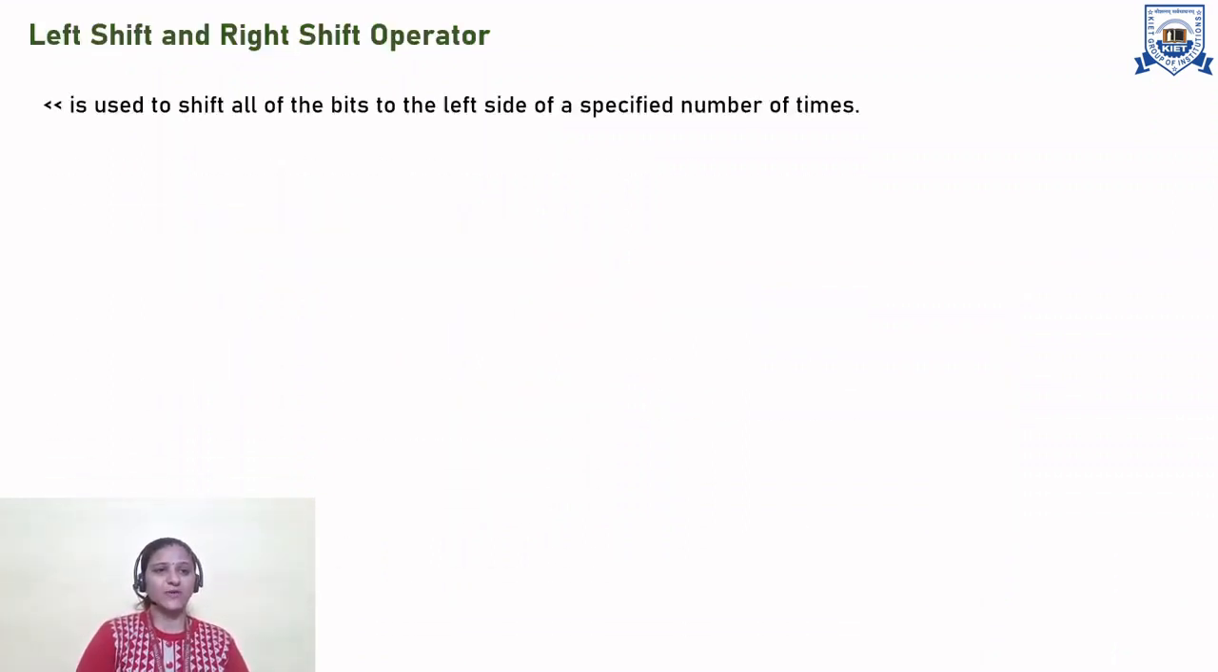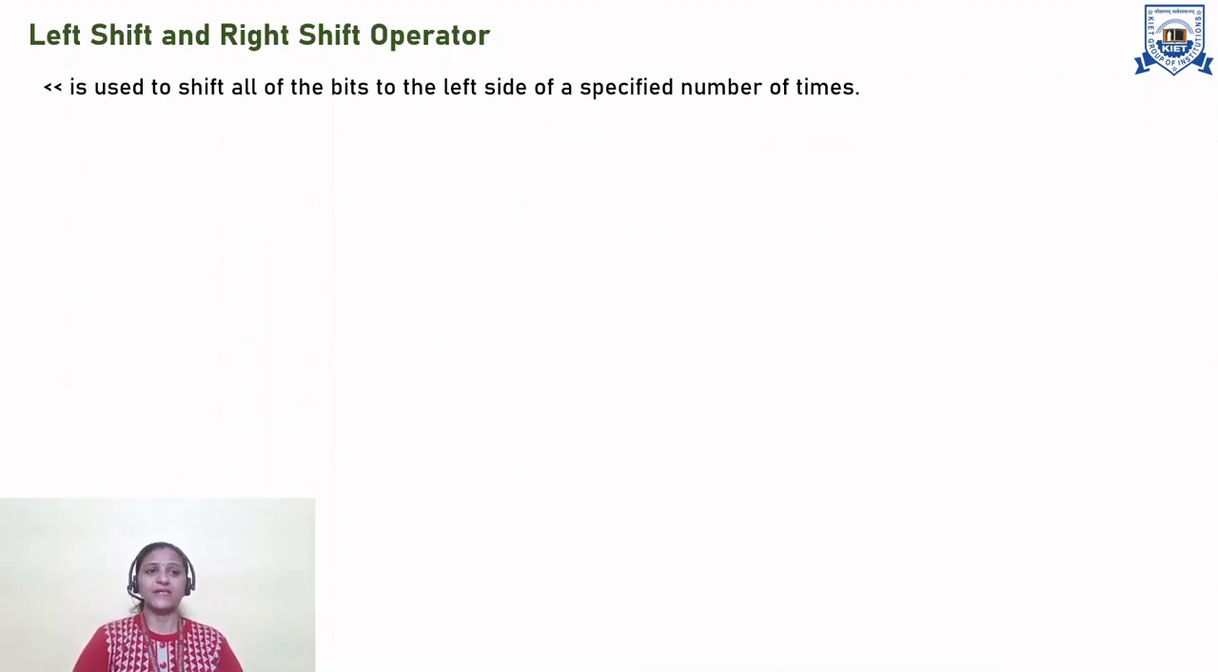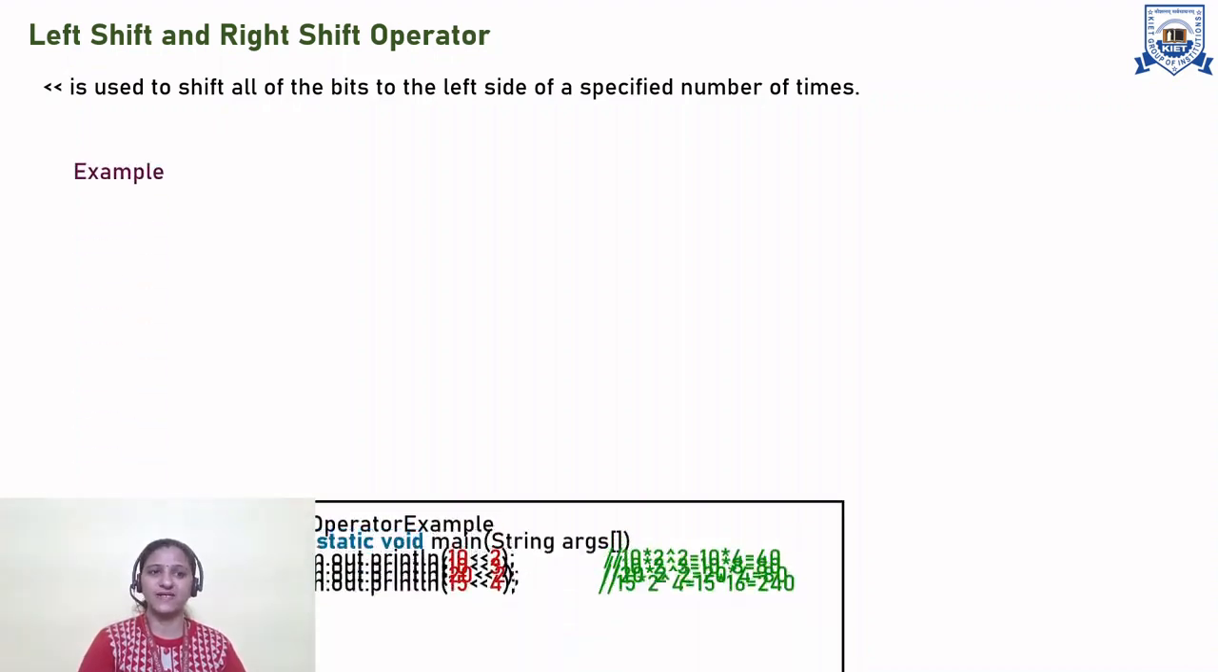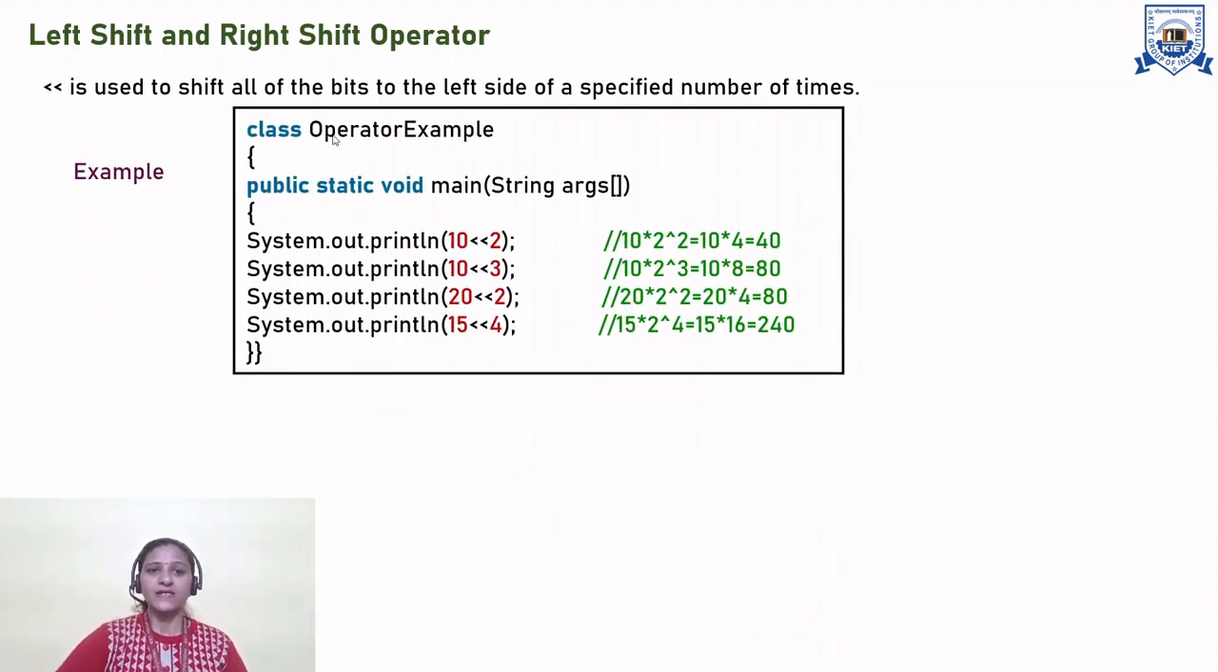Left shift and right shift operator. Left shift is used to shift all the bits to the left side a specified number of times. Example: here is the name of the class, then inside the main, 10 left shift 2 means it will be multiplied by 2 power 2. That will be 10 multiplied by 4, that will be 40. Next, 10 left shift 3. That will be 2 raised to the power 3, that will be 8. 10 gets multiplied with 8.